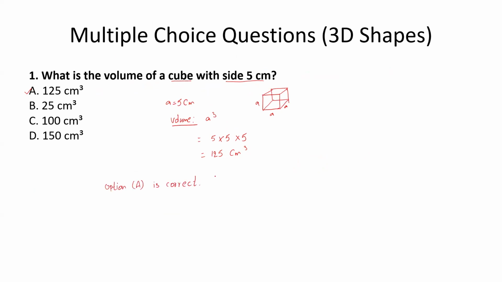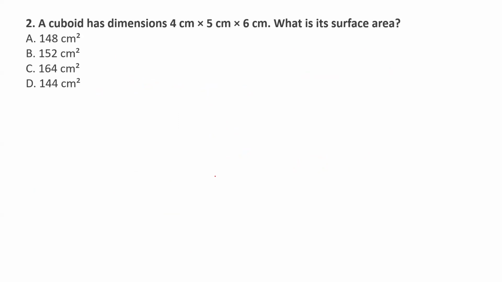Problems are easy. You just should know the shape and the formula. That's all. The next problem is on a cuboid. A cuboid has dimensions 4 centimeter, 5 centimeter, and 6 centimeter. What is its surface area? The shape is a cuboid, dimensions are given, and you have to calculate surface area. First thing, you should know the shape of the cuboid. Remember, a cuboid is a cube-like shape, but all sides are different.